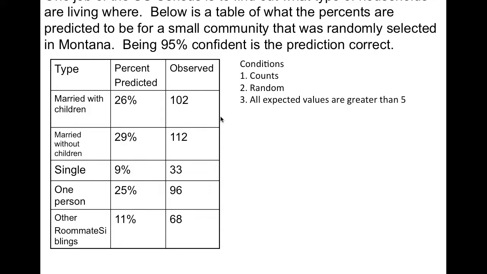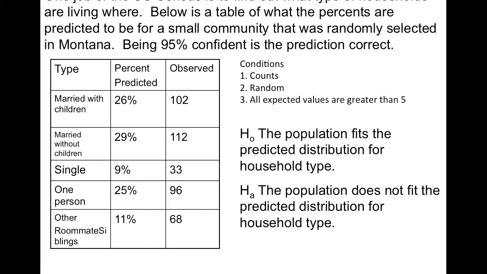We have our null and alternate. The null: the population fits the predicted distribution for household type. Our alternative is the population does not fit the predicted distribution for household types. Okay, so we're saying that at least one of those categories does not fit. And again, you can look at it, maybe predict which one won't fit, but we're not going to jump to conclusions. We're going to do the statistical test to justify if at least one does not fit.